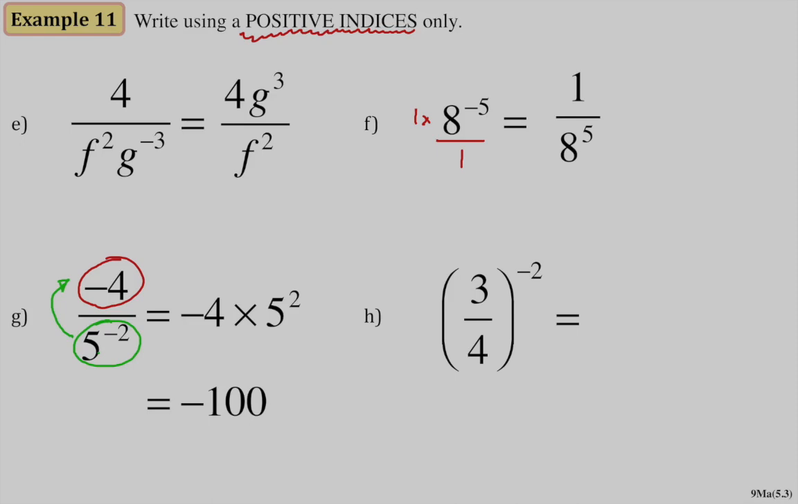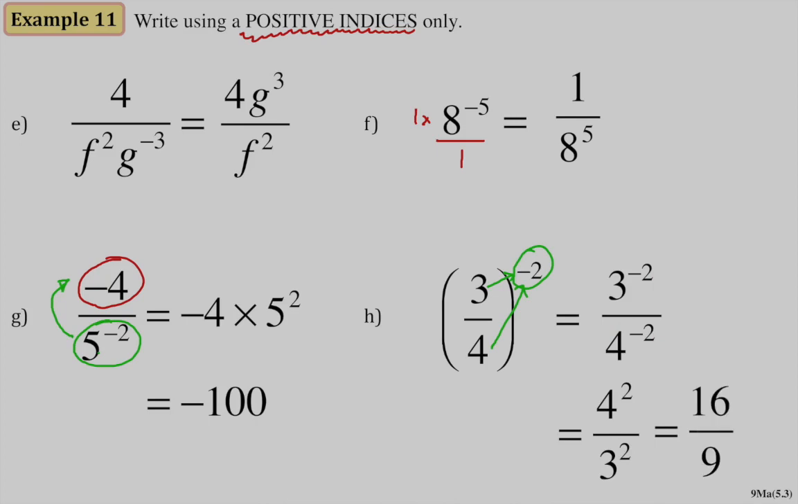Now, part H, everything in the bracket is affected by the power. So 3 is raised to the power of minus 2, and 4 is raised to the power of minus 2. Now, because the top of the fraction and the bottom of the fraction have negative powers, we're going to play the switch game, and you'll end up with 4 squared over 3 squared, which is 16 over 9. As you move that across the fraction line in both directions.